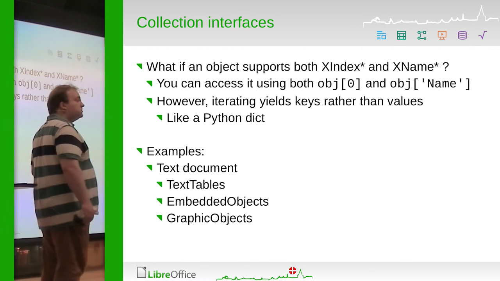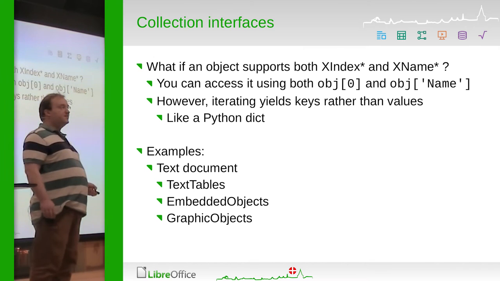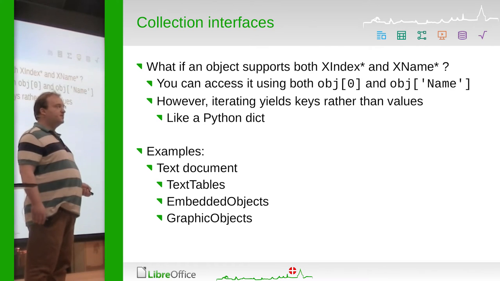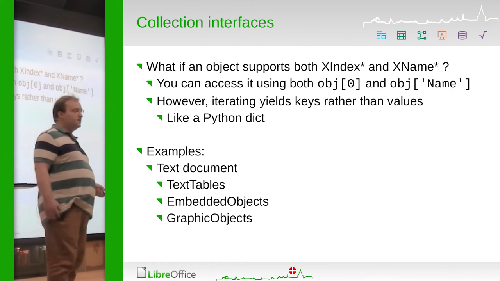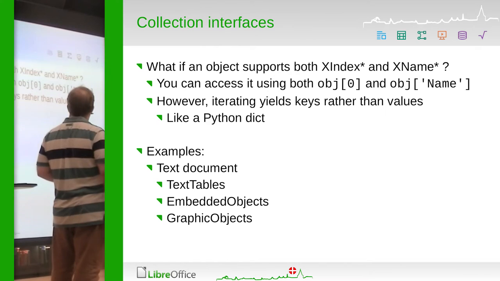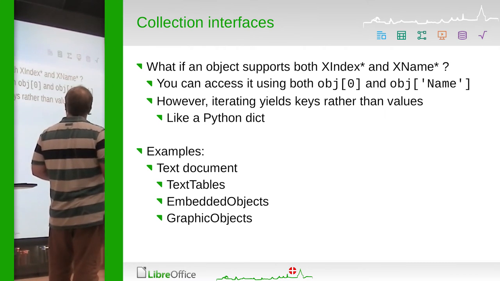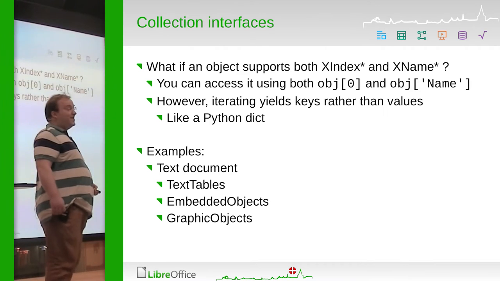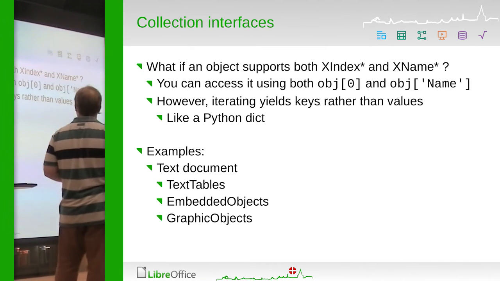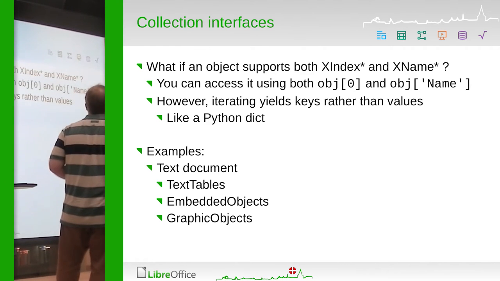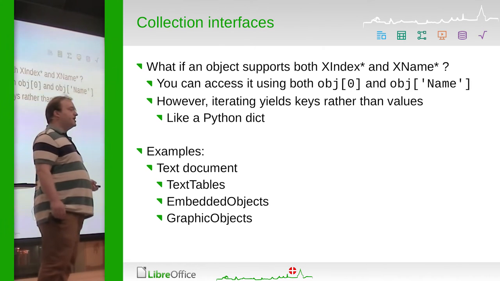Anyone who's used PyUNO for a while probably realizes that both of these things can coexist in one object. They are merely interfaces. An object can be accessed by index and by name at the same time. What happens when you do that? It just works. You can access it by index and by name using the obvious syntax, but you should be aware that it will take the dict choice if you iterate over it and get the keys rather than the values, because that seems the more useful thing to do in general.